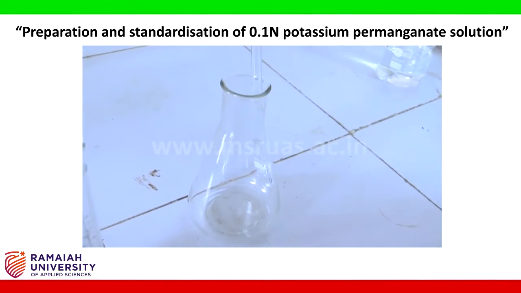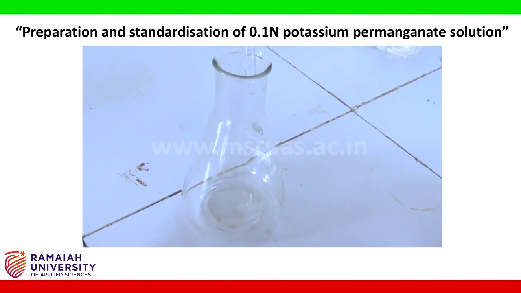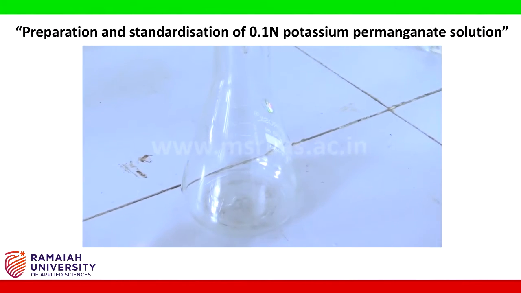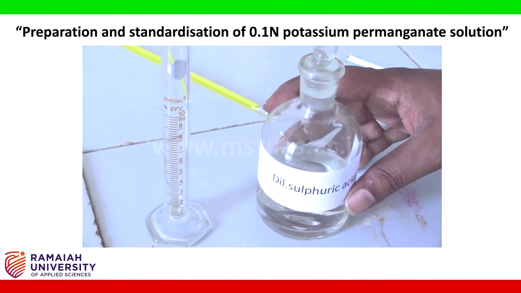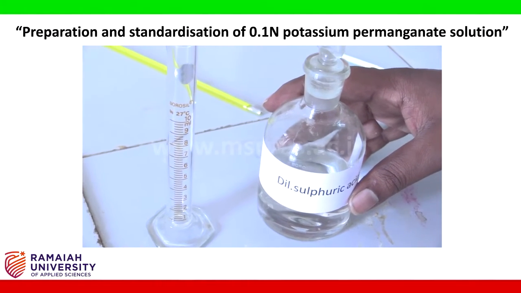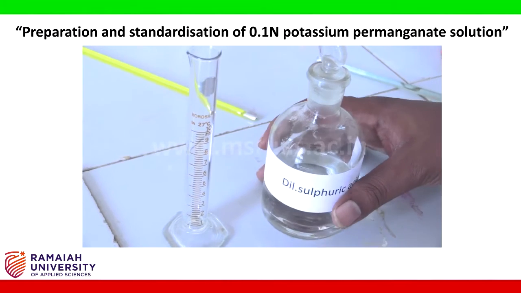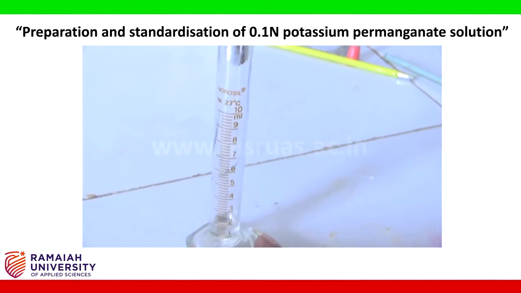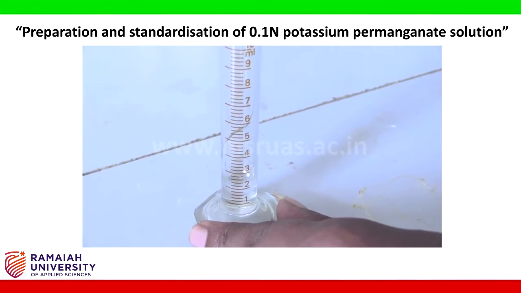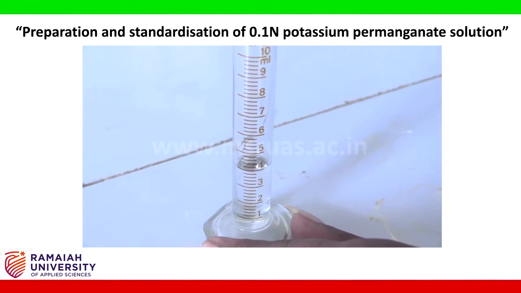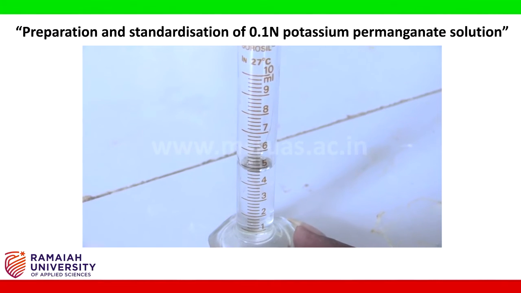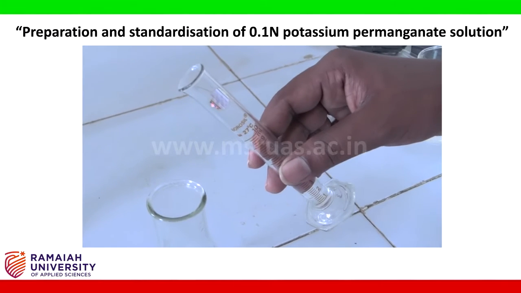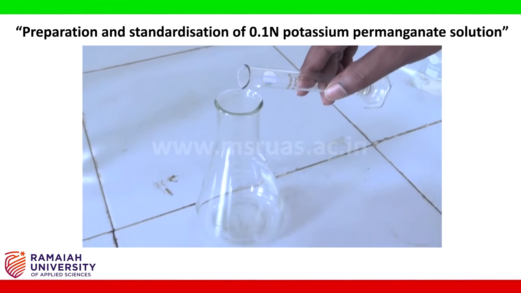Transfer 10 ml of the solution into the conical flask. After that, we have to add 5 ml of dilute sulfuric acid to maintain the acidic medium. After measuring 5 ml of dilute sulfuric acid, transfer it into the conical flask.